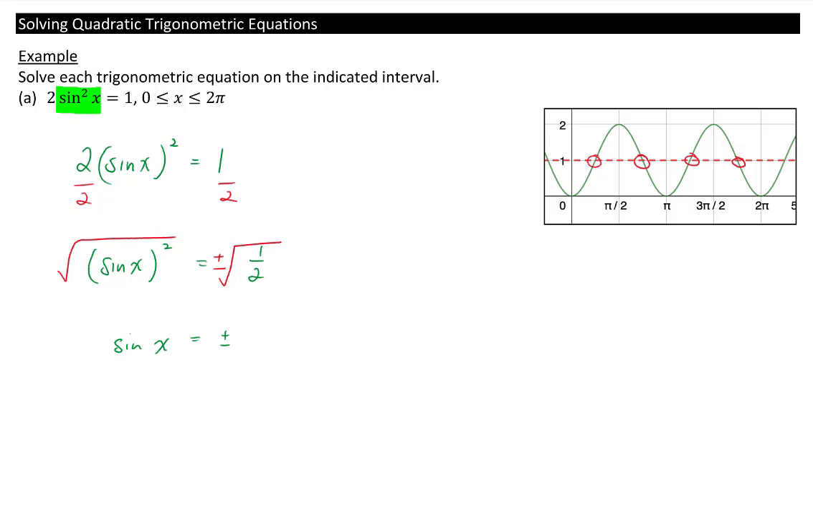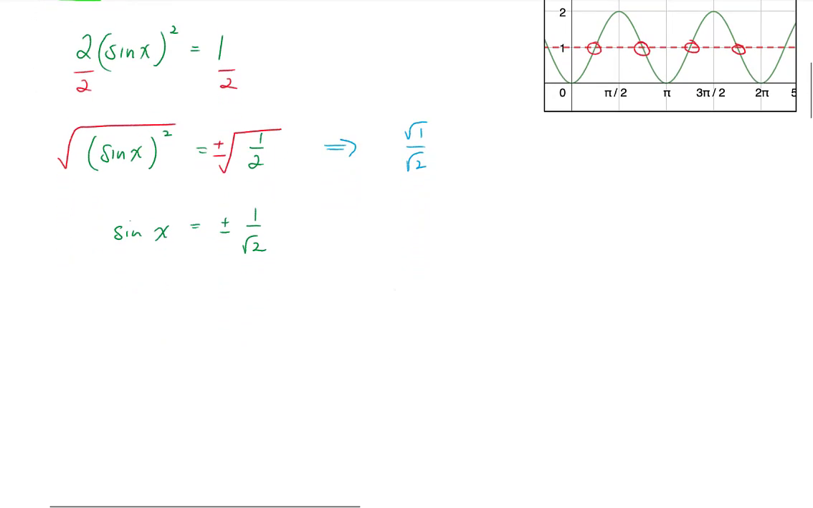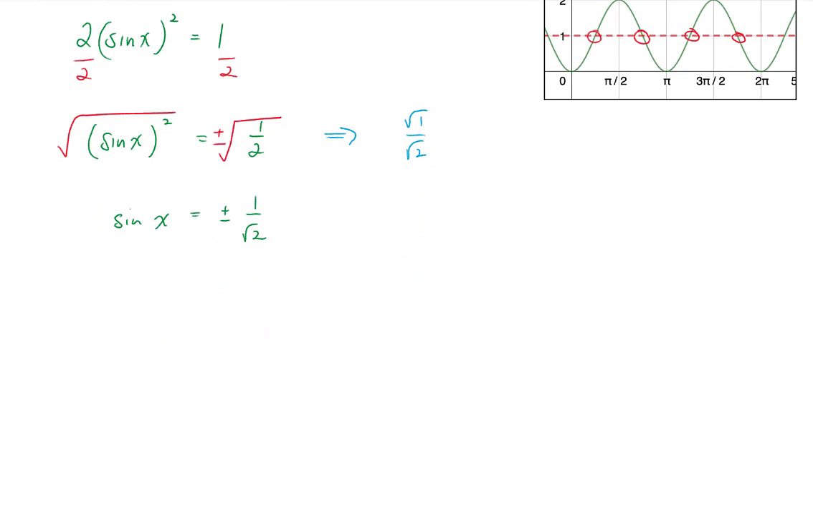And that leaves us with sine of x is equal to plus or minus 1 over the square root of 2. That is because we're going to square root both the top and the bottom of 1/2. Square root of 1 is 1, and the square root of 2 is root of 2. The rest is the same as all our other problems.